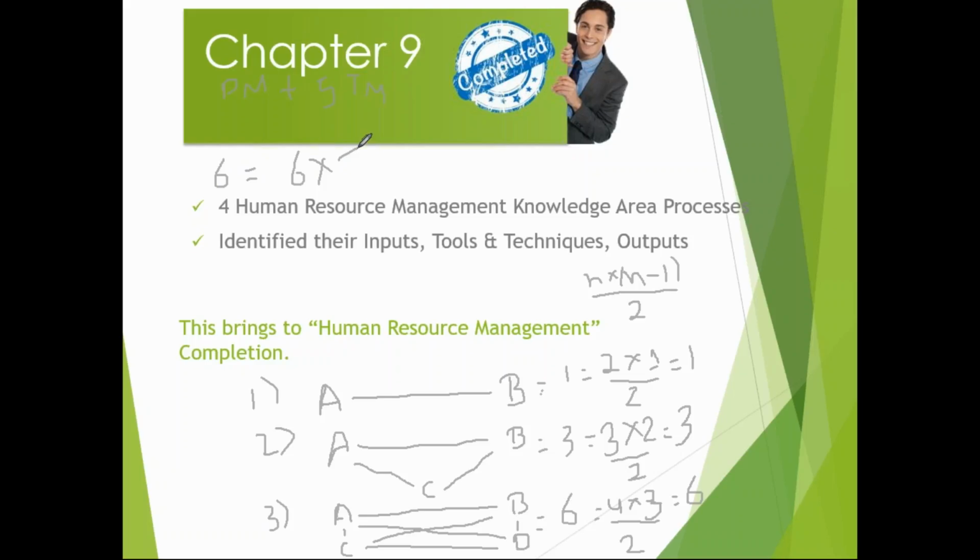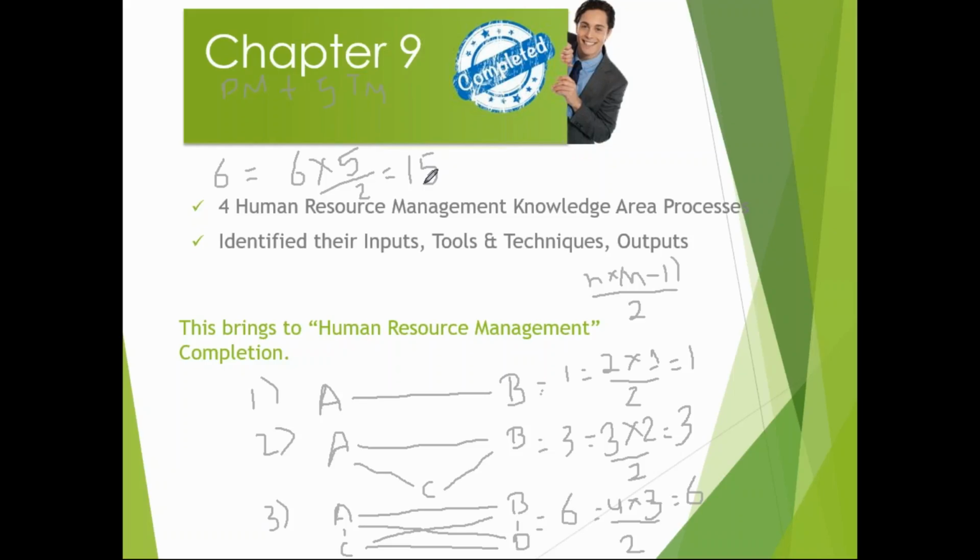For 6, how many communication channels can we have? 6 into 5 divided by 2, which is going to be 6 divided by 2 is 3, and 3 into 5 is 15, right? Quite simple to calculate that. This is how they will ask you to calculate it. Now you will probably ask me, why are we calculating it anyway?